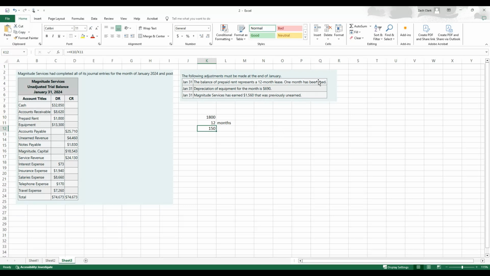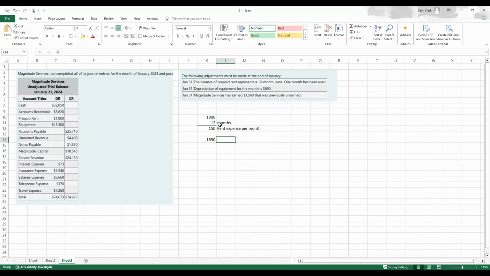And so we're saying 1 month has been used up. And let's say rent expense per month. And so at the end of this month, because we've used one up, it's no longer $1,800 of prepaid rent per the unadjusted trial balance. It's going to be $1,800 minus the 1 month that was used up. Now it's $1,650.